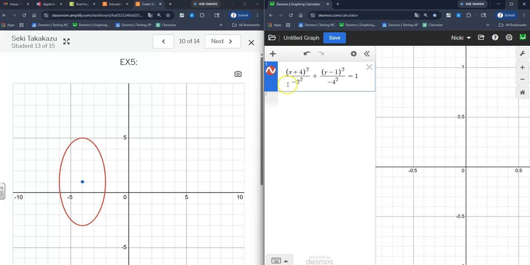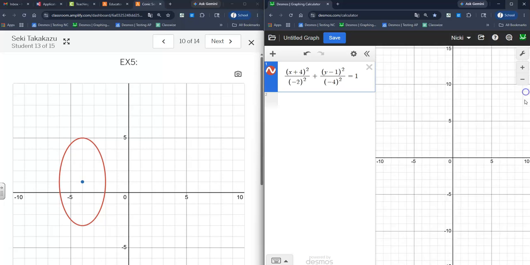Something should be graphing. Now, if I put parentheses around this -2, I think something's going to show up. There it is. But without those parentheses, ooh, look what happened there. That's kind of crazy, right?